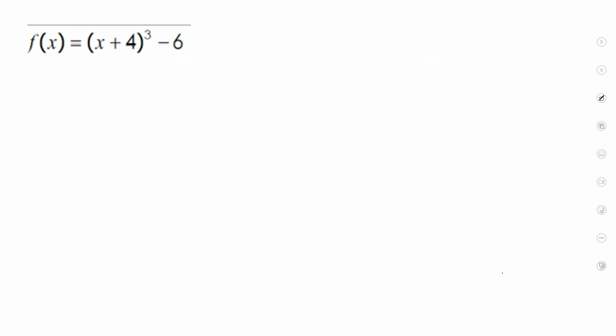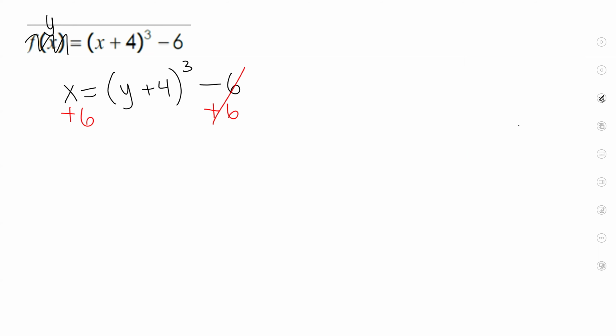All right, next one. Same thing. This is a y. You always switch x and y. So this is x equals y plus 4 cubed minus 6. All right. Now we're going to add 6 to both sides. So we have x plus 6 equals y plus 4 cubed.